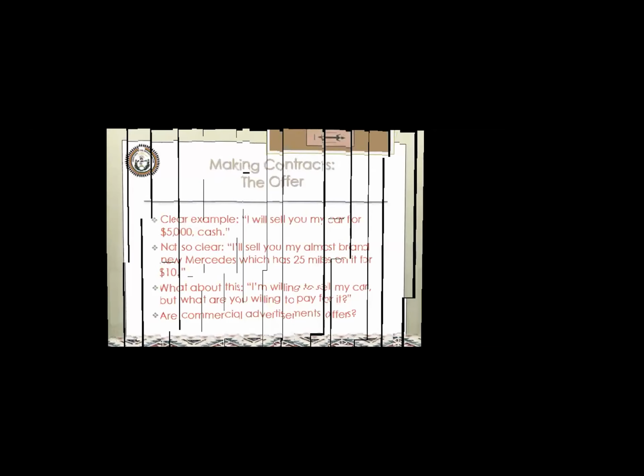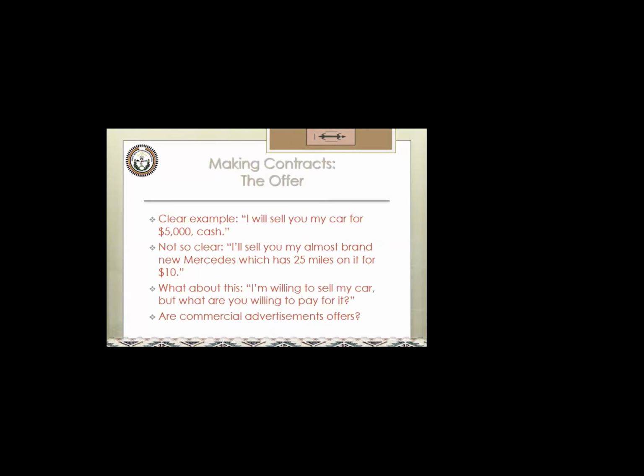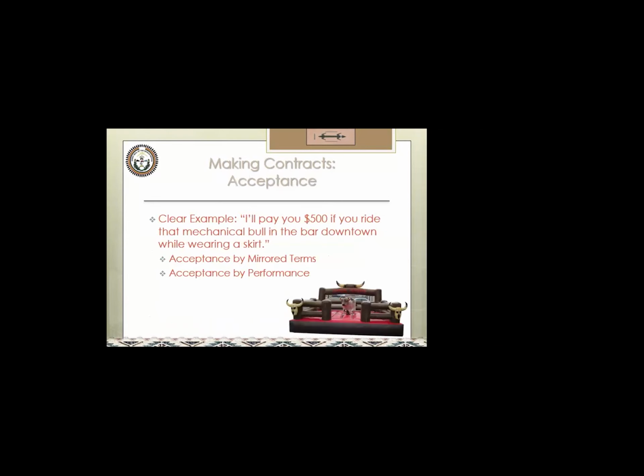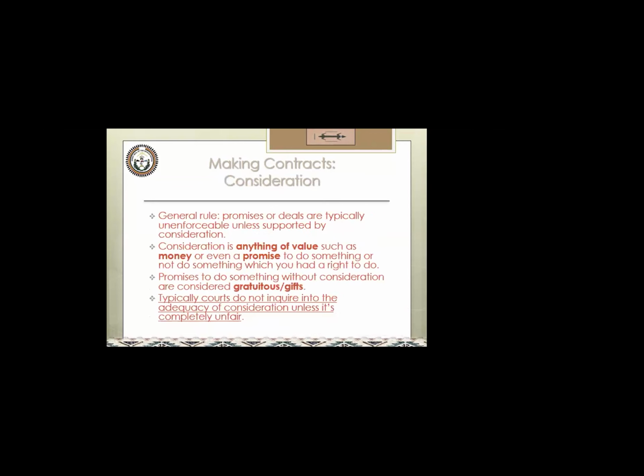So just very briefly, again, we talked about the offer, right? A clear offer that you'll make is, I will sell you my car for $5,000 cash, right? That's a clear offer that you're making. And when it comes to acceptance, a clear example: I'll pay you $500 if you ride that mechanical bull in the bar downtown while wearing a skirt. You can accept by mirroring the terms. Okay, I accept. I will ride that mechanical bull in the bar downtown while wearing a skirt. Or you can accept by performance. So you can accept an offer by just performing what they're asking you to perform. So that's acceptance. So we have offer, acceptance, and consideration.